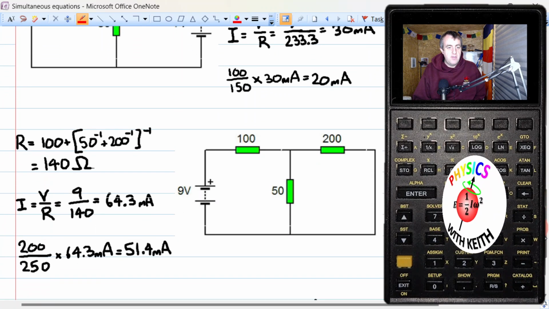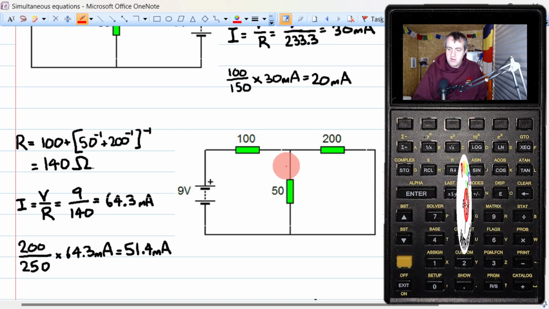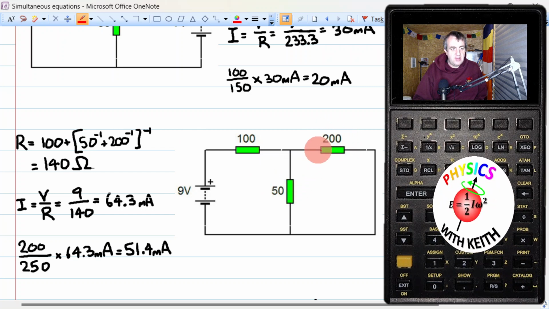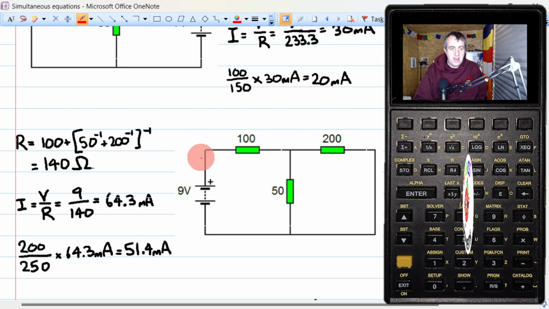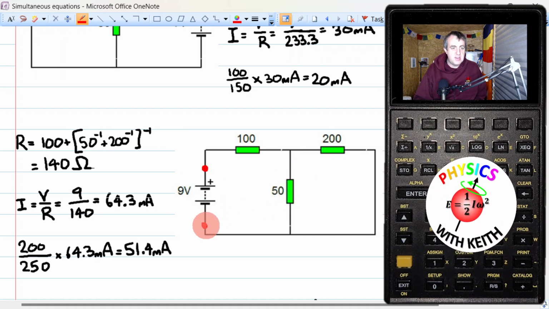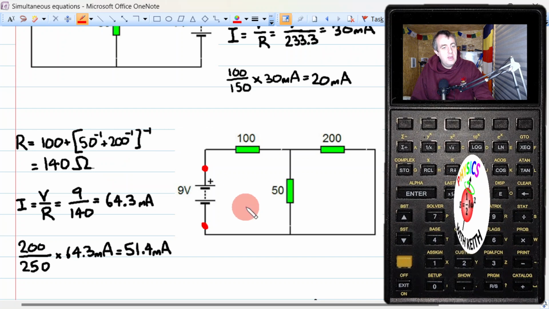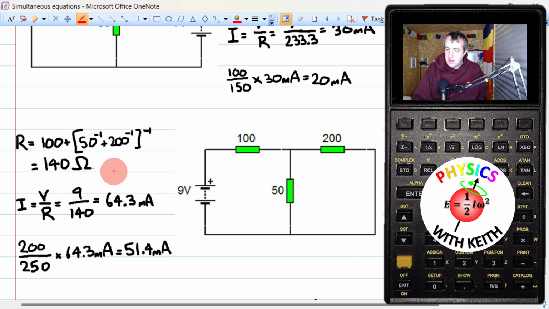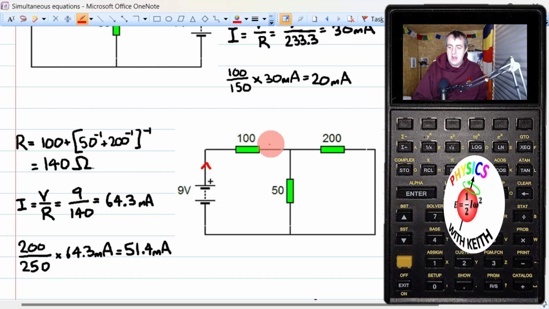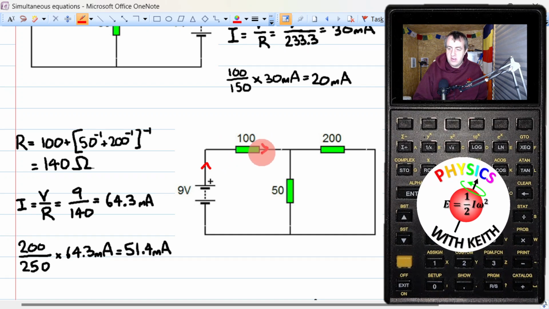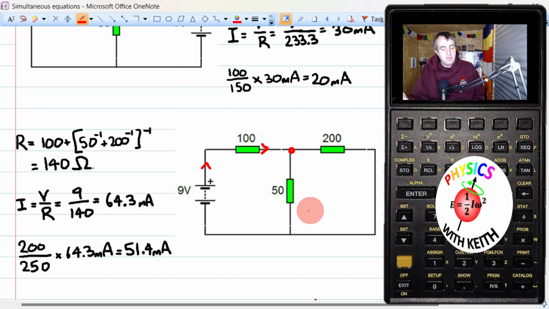If we do the same thing for the other circuit, now we've got a combined resistance. This is parallel with this. So 100 plus the reciprocal of the sum of the reciprocals gives the effective resistance between this point and this point. When you do that calculation, it's 140 ohms. We're then going to calculate the current passing through the power supply, 9 divided by 140. That's going to then pass through this resistor, and then there's a branch. It splits. Again, current divider.